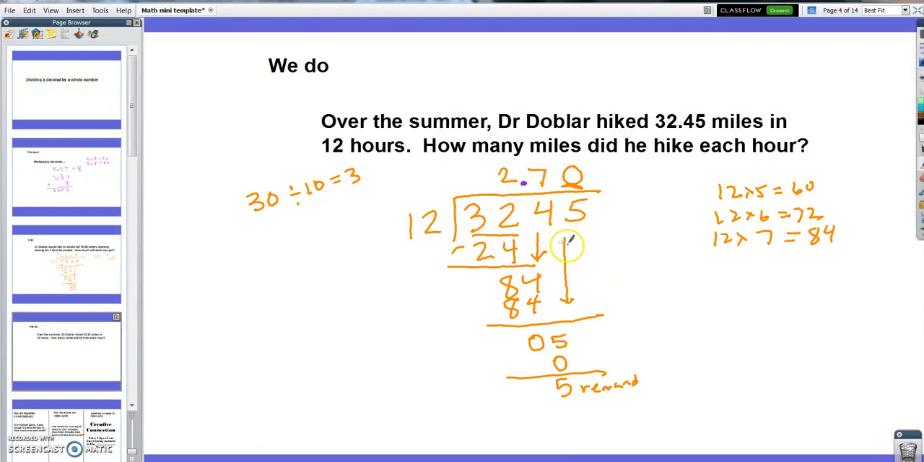And so that works. So first strategy with dividing decimals: just ignore the decimal and then figure out where it goes later. We will look at some more strategies and continue this another day.